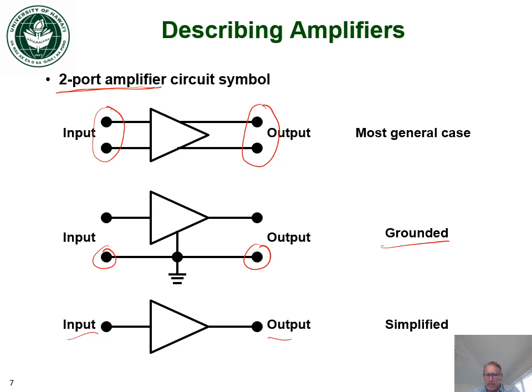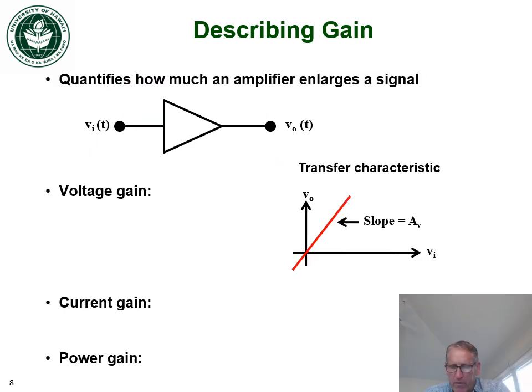All right, so how do we describe gain of an amplifier? What does that mean and how do we describe it? So let's look at this example amplifier here. We have some voltage in and some voltage out.